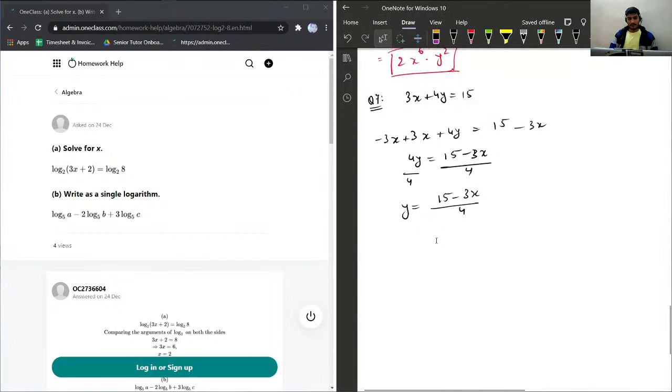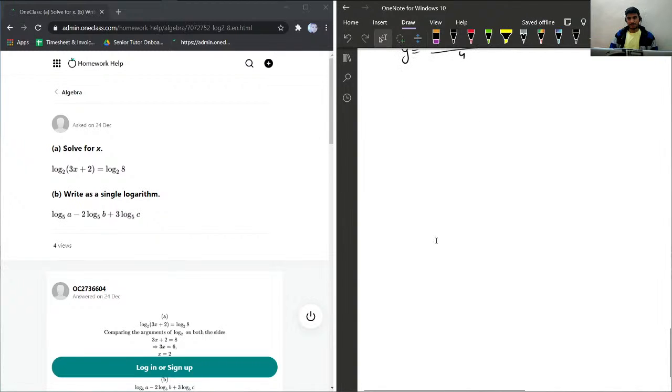Okay, so we have question number 8. Question 8. I will do this with red pen. So we need to solve for x. So we have, I'll start with log base 2 of 3x plus 2 equal to log base 2 of 8.